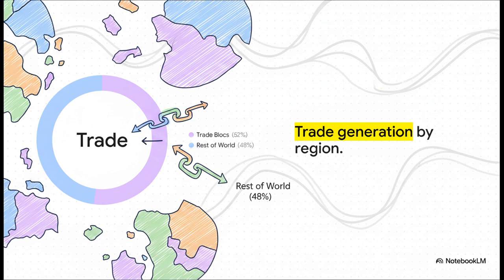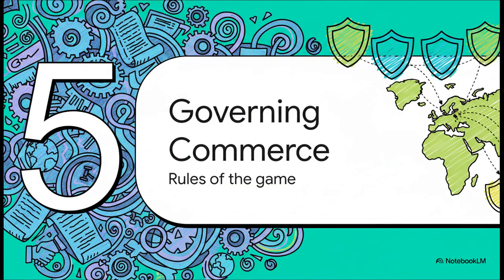But get this, a staggering 52% of all global trade is generated by just 120 regional trade blocs. These are countries that are geographically close to each other, teaming up to remove tariffs exclusively among themselves. So it turns out regional cooperation is actually the dominant engine driving the entire world economy.